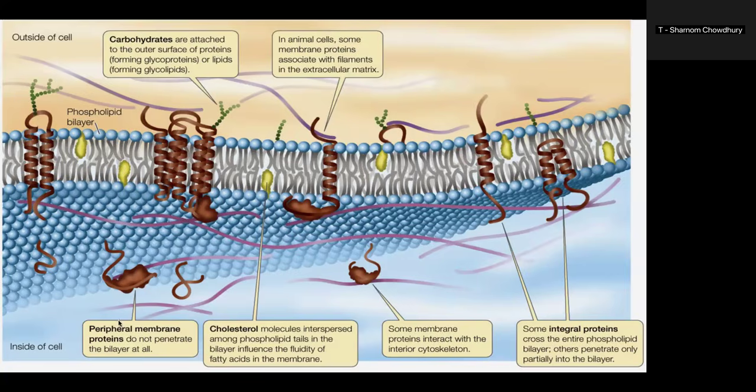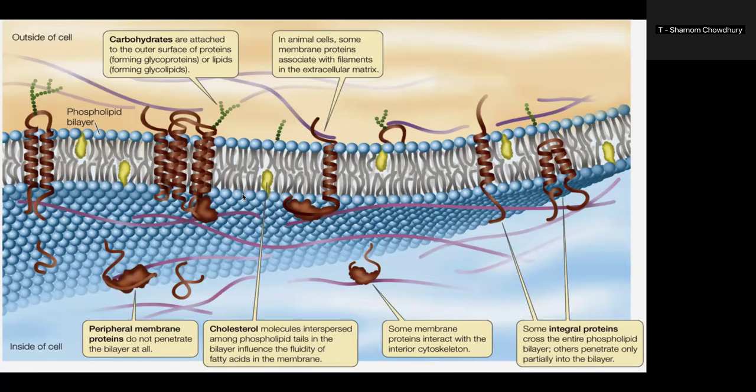Then you have peripheral membrane proteins here. Peripheral membrane proteins do not penetrate the bilayer at all because they don't contain a hydrophobic region. So if these proteins don't contain a hydrophobic region, they obviously can't interact with this hydrophobic environment. However, they're still important if secondary messengers come through the bilayer. So peripheral membrane proteins do not penetrate the bilayer.